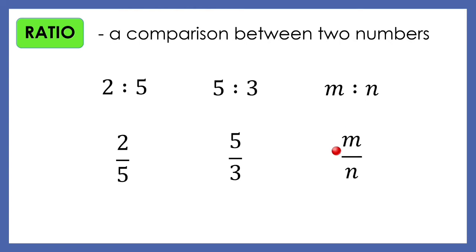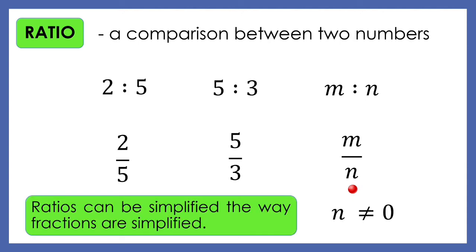Or, in this fraction form, m:n, wherein n is not equal to 0. Sa ratio, yung pangalawang number ay hindi dapat equal sa 0. Kapag nag-equal sa 0 yung second number, magiging undefined na yung ating ratio. And always remember that ratios can be simplified the way fractions are simplified. Yung ratio ay pwede nating isimplify tulad ng pagsisimplify natin sa mga fractions.